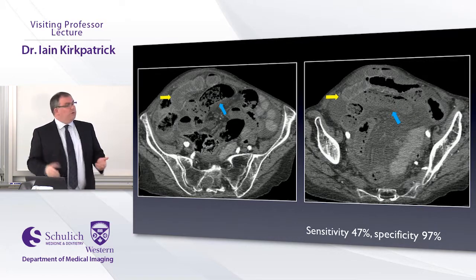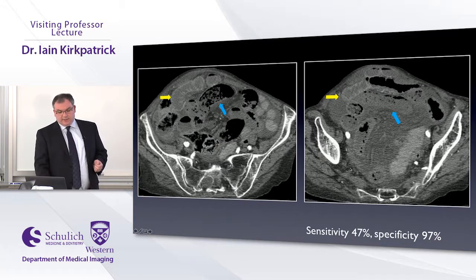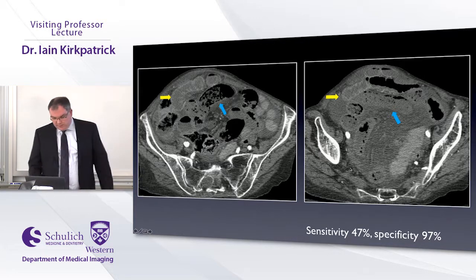Another trick you can use is look for other findings that point you towards the abnormal loops. And one that is frequently very useful is mesenteric edema. So here you can see there's quite a bit of edema in the pelvis, and it leads us to these loops here, shown by the blue arrows, that are clearly hypoenhancing compared to the loops shown by the yellow arrows.